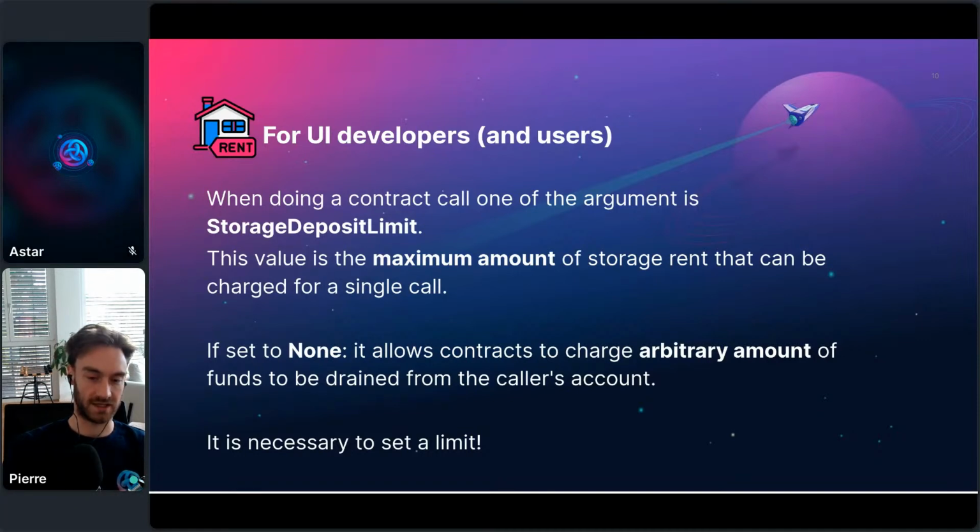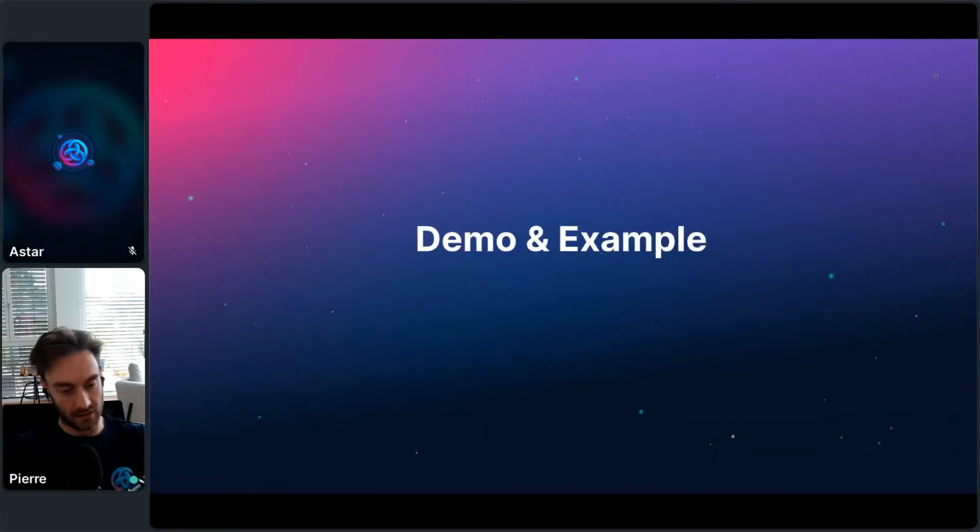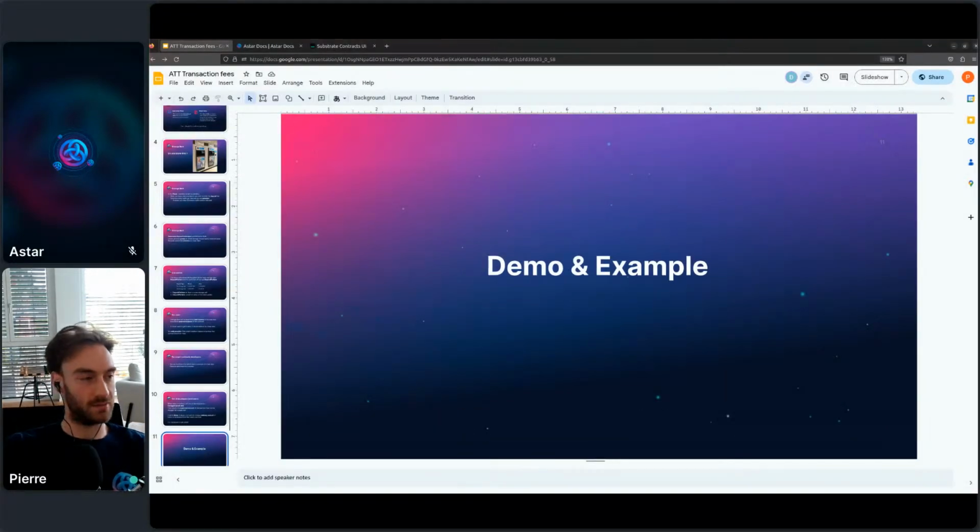And of course, this only happens if the contract is unverified and you're actually interacting with malicious contracts. So it's just like an extra layer of security. So it's necessary to set a limit to this storage deposit limit. For a UI developer, it's really easy. You first dry run, get this value, and then set it as the storage deposit limit, as you would do with estimated gas. So let's have a quick demo.